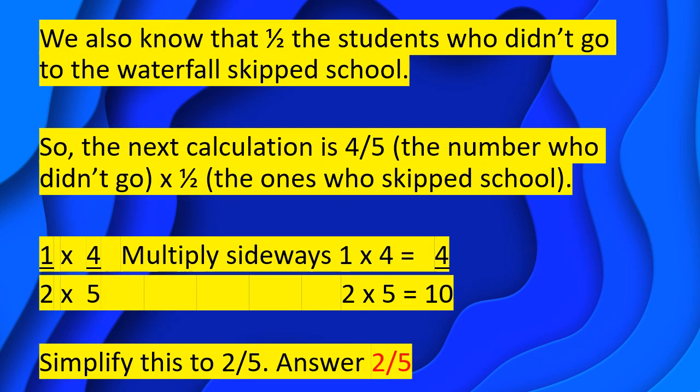We also know that half the students who didn't go to the waterfall skipped school. So the next calculation is 4/5, the number who didn't go, times 1/2, the ones who skipped school. So we have 1/2 times 4/5. Multiply sideways, 1 times 4 equals 4. 2 times 5 equals 10. So we have 4/10 is our new fraction. And we can simplify this to 2/5. So the answer is 2/5.